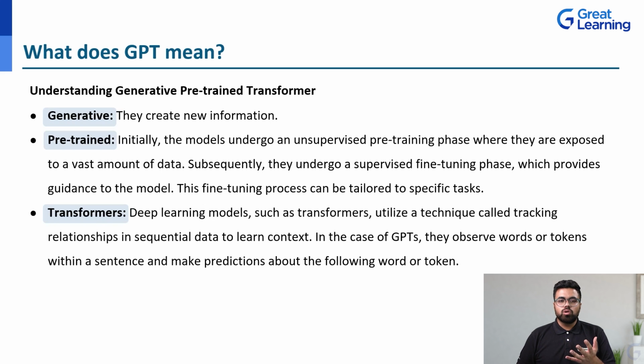So now when we talk about GPT, right, let's just dissect these words: generative, pre-trained, and transformers. What does this mean? Now generative means it creates new information for you. Pre-trained means that initially the models undergo an unsupervised pre-training phase where they are exposed to vast amount of data, right? Now it is just given some random sort of data. Now the model would then divide it into segments, understand it in its own way.